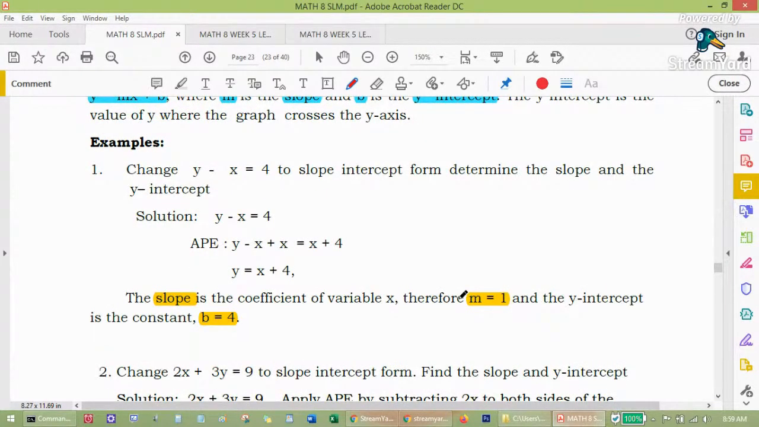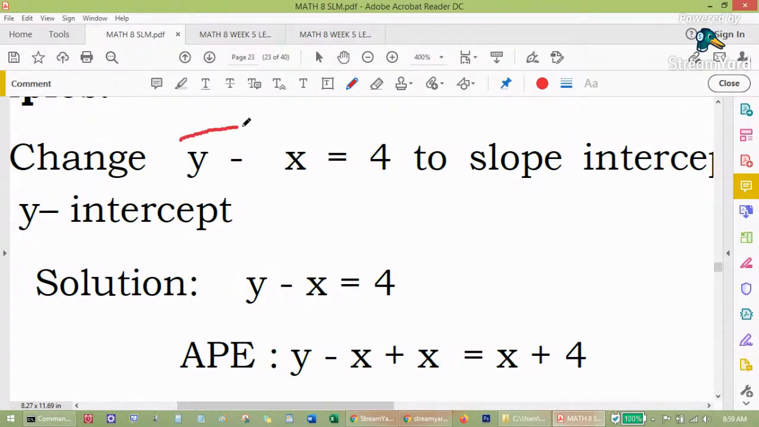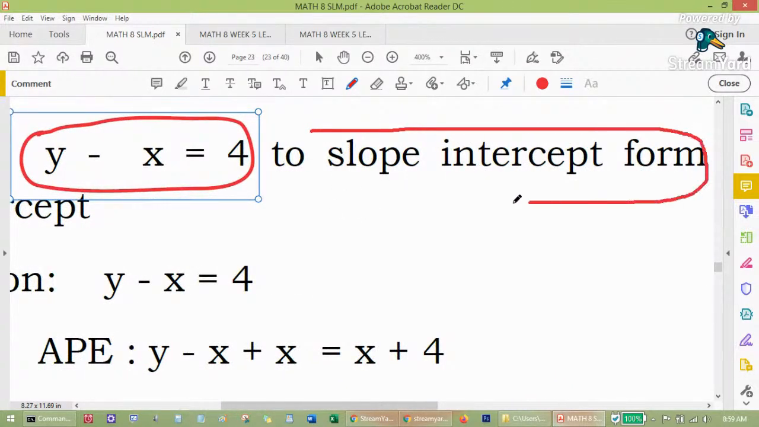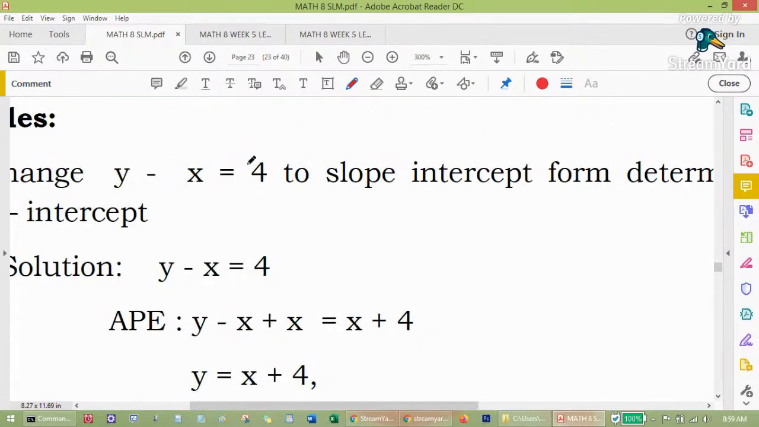So, meron tayong mga example dito. Change daw natin ang y minus x equals 4 to slope-intercept form. So, first, kinopya natin yung given: y minus x is equal to 4.